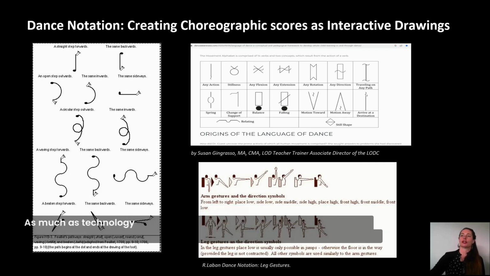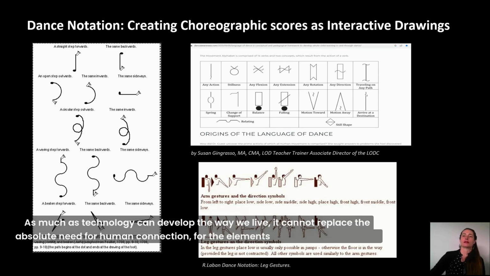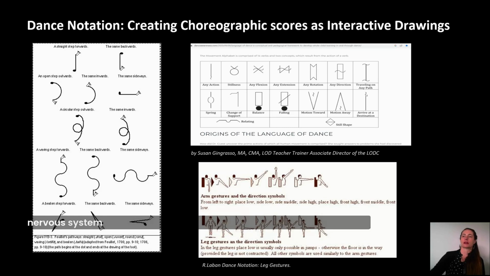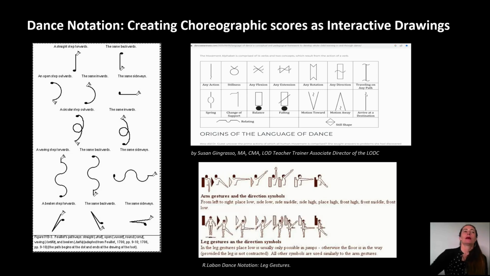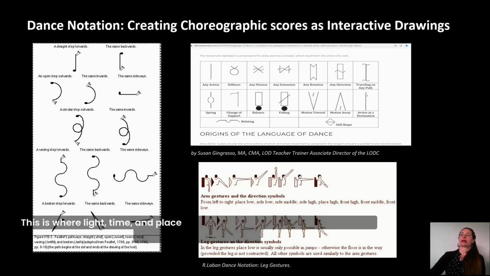As much as technology can develop the way we live, it cannot replace the absolute need for human connection, for the elements of nature to soothe the nervous system and calm the electromagnetic connectivity of our brain. It is within nature and in place we find meaning, and we can connect deeply to the everywhen. This is where light, time and place and space hold resonance with the duality of the body and in nature.